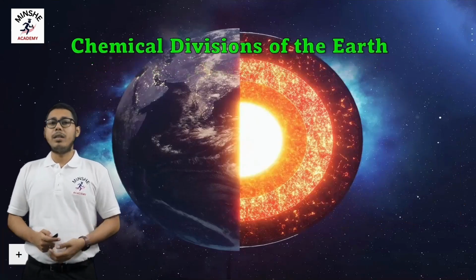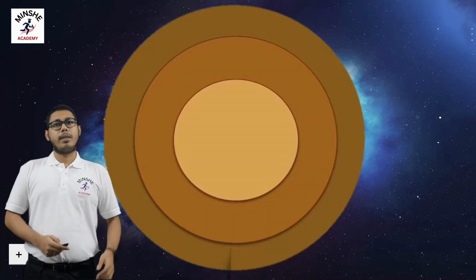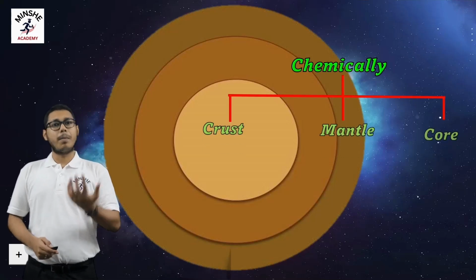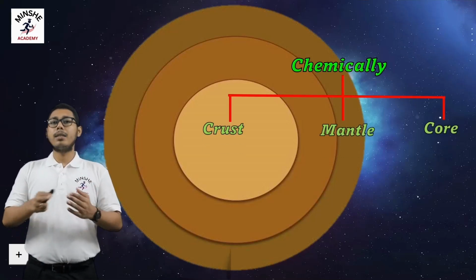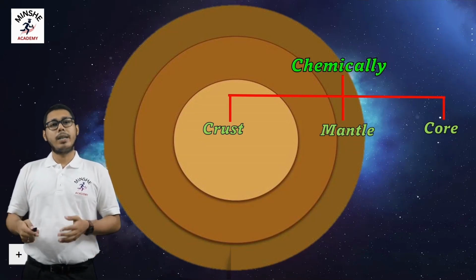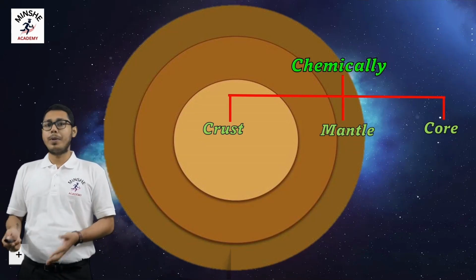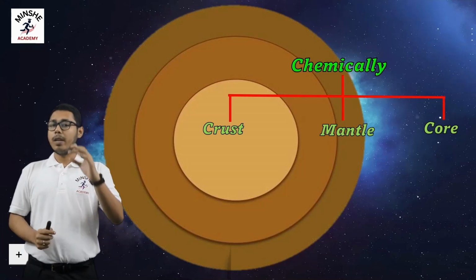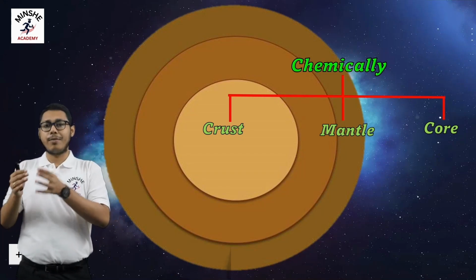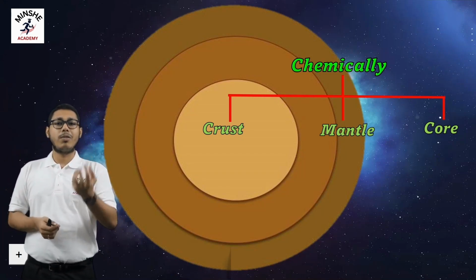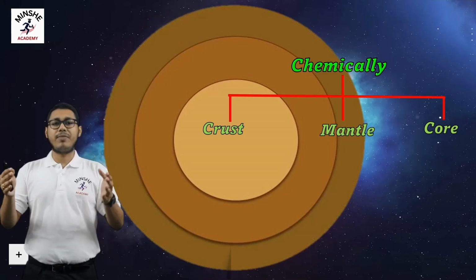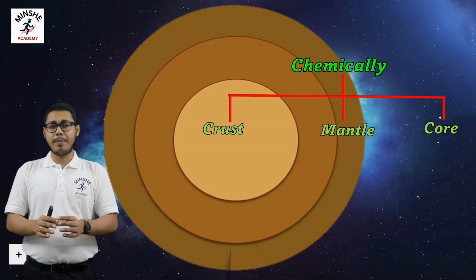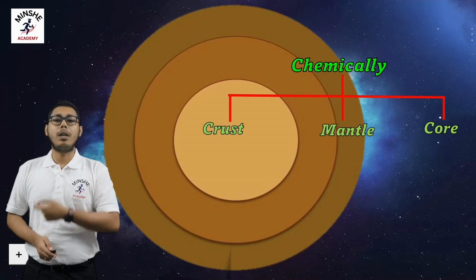Now, the chemical divisions of the Earth, right? Chemically, Earth can be divided into 3 parts: the crust, the mantle, and the core. And again, these are subdivided. The crust is divided into 2 parts, the mantle is divided into 2 parts, and the core is divided into 2 parts. And here, what is the basis of classification? Whenever we are classifying, there is a basis, a reason behind the classification. We are boxing or grouping, and the grouping needs to have some reason behind it, right? So it is chemical composition.